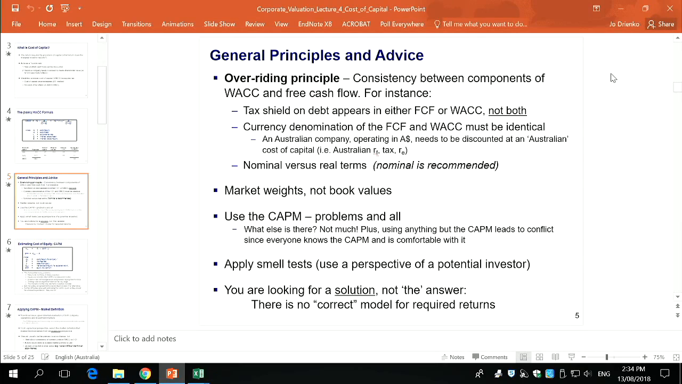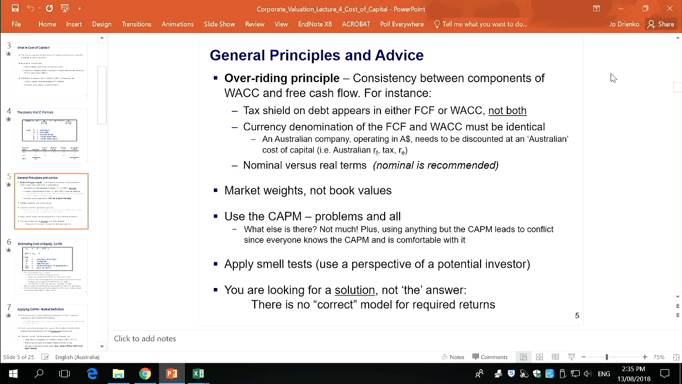So you can't have it in both, you can only have it in one, and I recommend you put it in the WACC. Next, the currency denomination of the free cash flows, the numerator, and the interest rate, the denominator, that you discount the free cash flows with, have to be identical. By that I mean, JB Hi-Fi is an Australian company. Its cash flows are going to be in Australian dollars. Yes, a little bit in New Zealand dollars, but a very small amount.